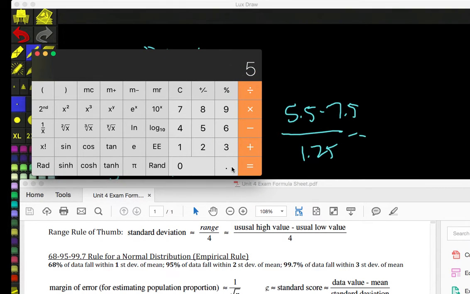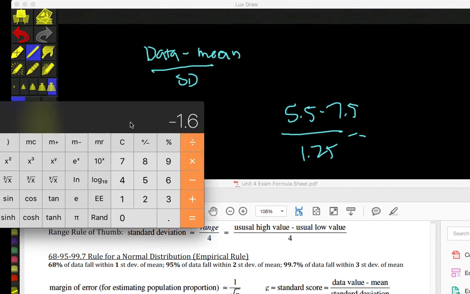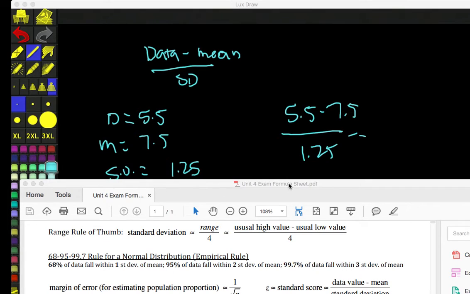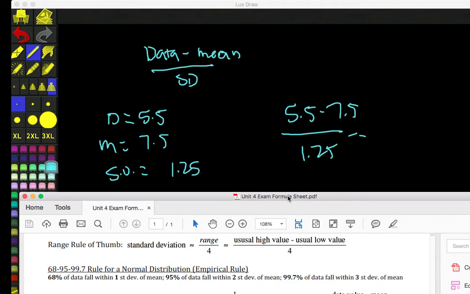Okay, that goes 5.5. Whoops, not 55. 5.5 minus 7.5, divided by 1.25. Now remember that was a negative number. Some of you were missing that when I was looking at the discussion, so watch out for that. So my number is negative 1.6.